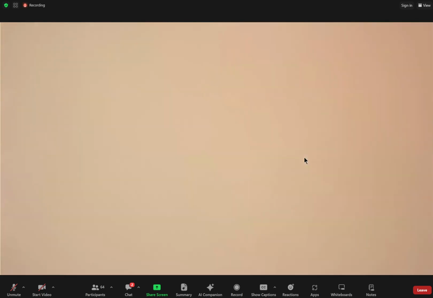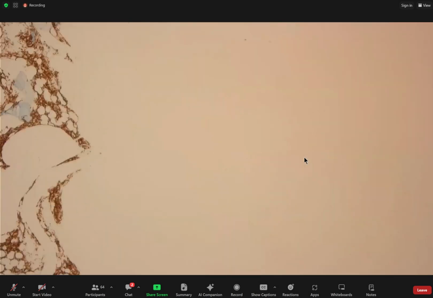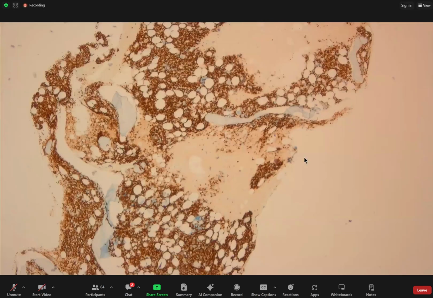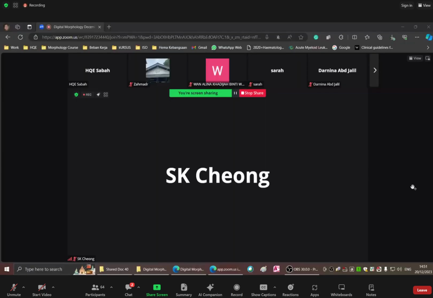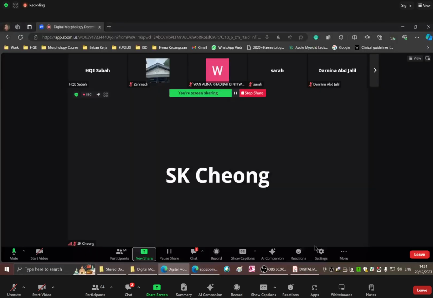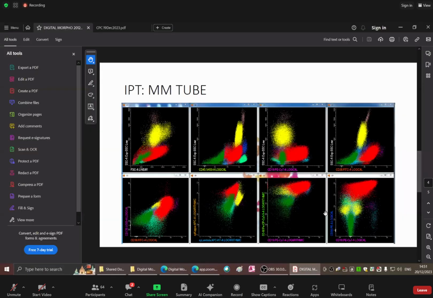So we know we are dealing with B cell pathology because of, first, strong CD20 positivity and positive PAX5. So the diagnosis that we made is diffuse large B-cell lymphoma with plasmacytic differentiation.